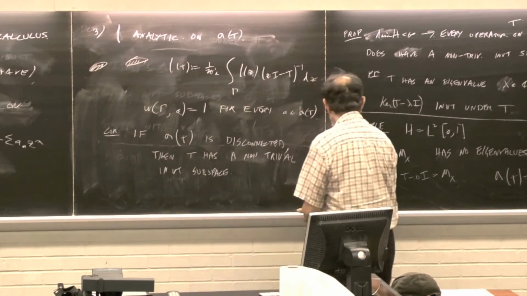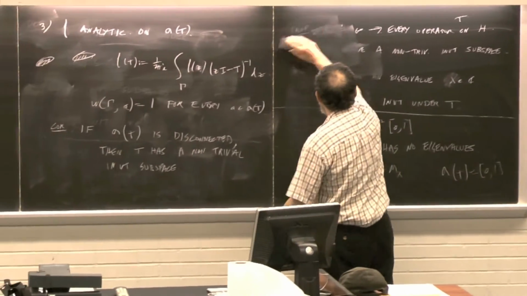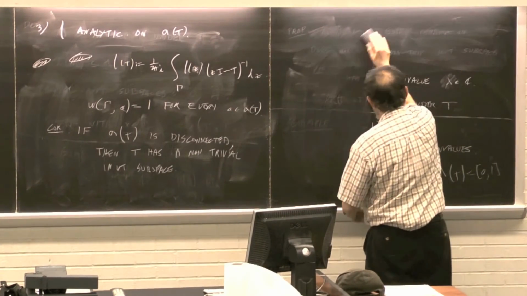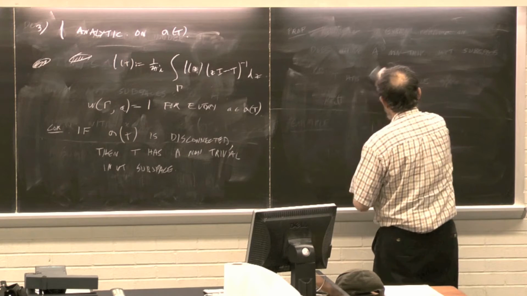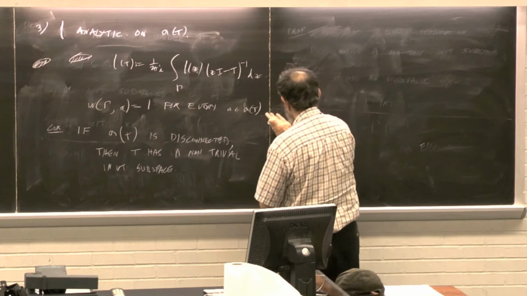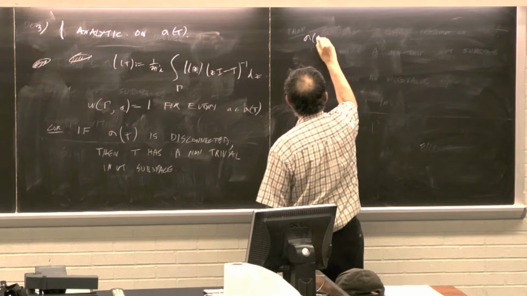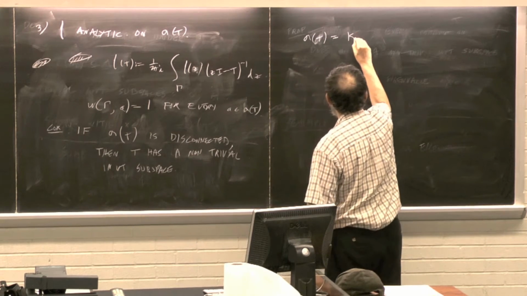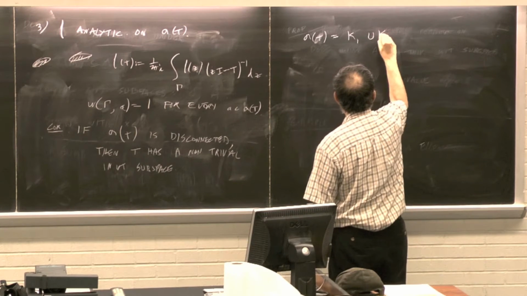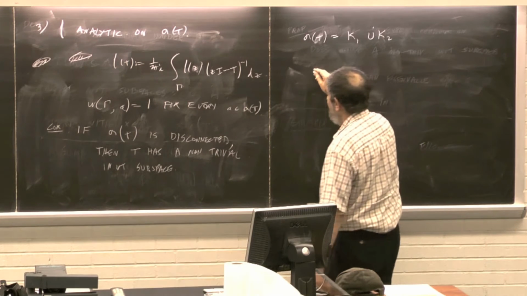So how do we do it? All our function has to be is analytic in a neighborhood of the spectrum. Since our spectrum is disconnected, let's say we write it as a union of two disjoint compact sets. So we write the spectrum of T as, let's say, K1 union K2, where K1 and K2 are disjoint.